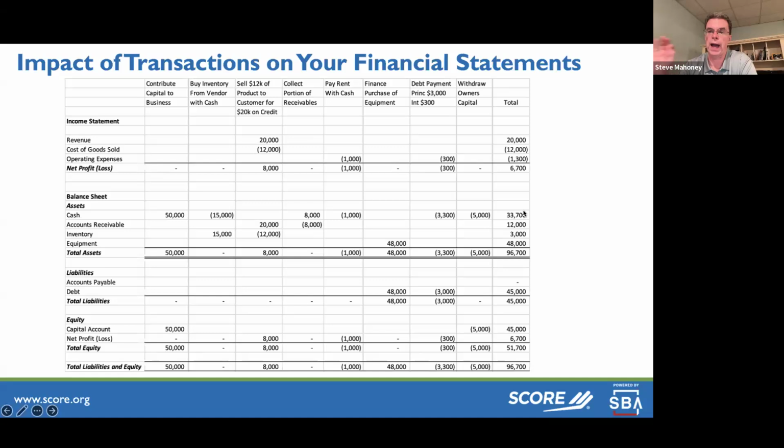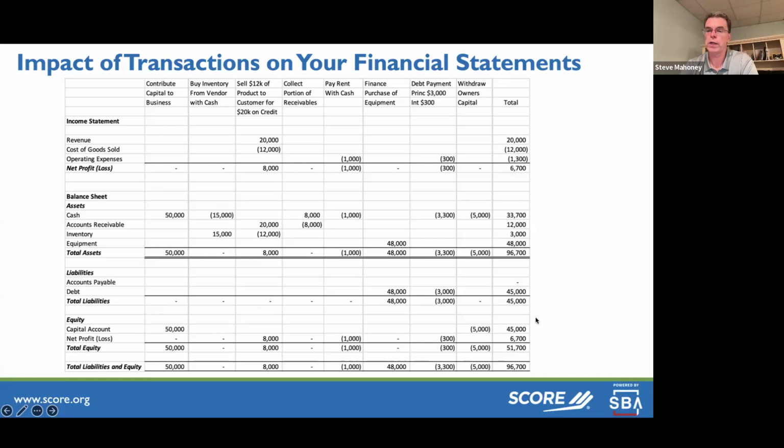Here's their balance sheet as of the end of the period. I just ran my balance sheet after all these transactions. Here's how much cash I have on my balance sheet, represents all these increases and decreases. I still have some receivables. I have some inventory left. I have that equipment, and my total assets are $96,700. I still have my debt. I borrowed $48,000, but I paid $3,000, so my remaining debt balance is $45,000.